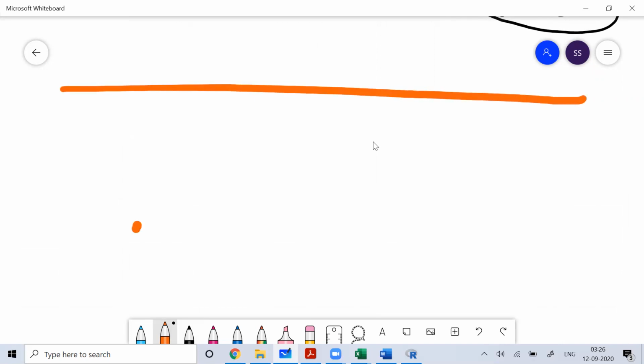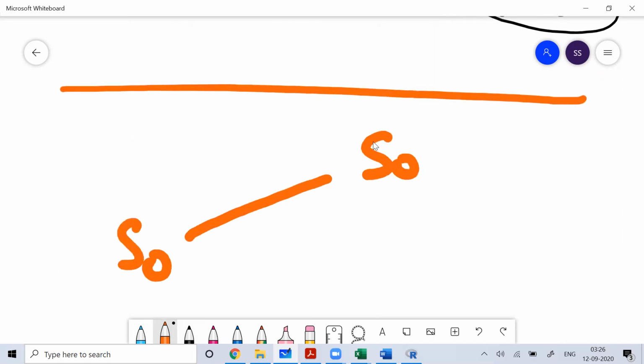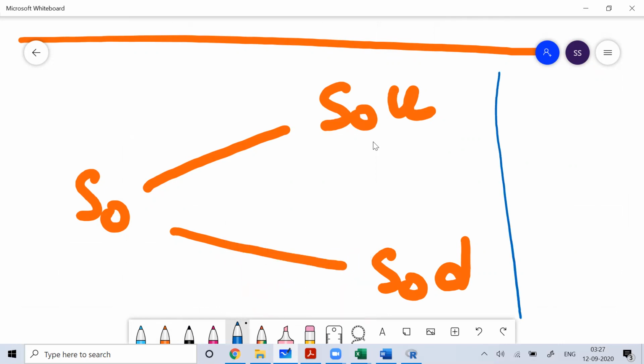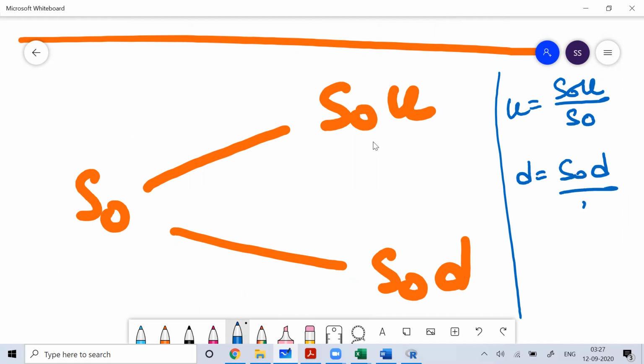So basically, for your exam, you will get one step binomial tree model only. S naught will be given. So S naught U and S naught D. With S naught you get S naught U and S naught D. So how will you find the value of U? U is nothing but S naught U by S naught. How will you find the value of D? D is nothing but S naught D by S naught. And U will always be more than 1 and D will always be less than 1.